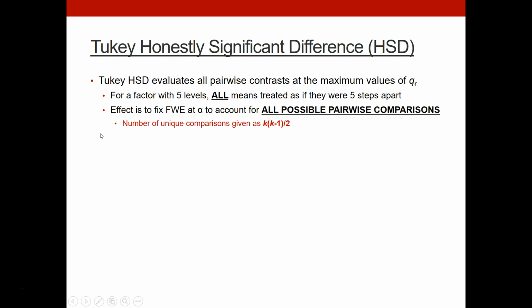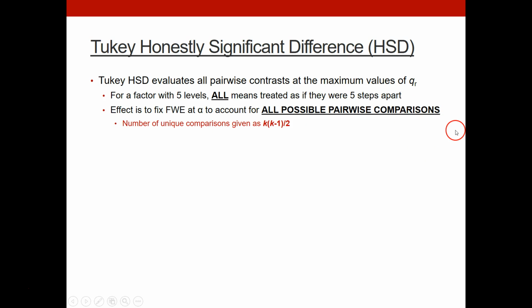What happens is we fix our family-wise error at alpha with Tukey's HSD, and we're correcting for all possible pairwise comparisons. Okay, just as a side note, we'll use this later on. The number of unique comparisons is given as k times k minus 1, divided by 2. So with 5 levels, we've got 5 times 5 minus 1 is 4, so 5 times 4 is 20, divided by 2 is 10. So within a one-way ANOVA with 5 levels to your factor, so you've got 5 different means, there's 10 possible pairwise comparisons that we could be making.